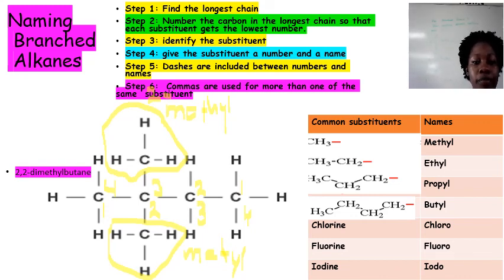So we have them attached to the same carbon atom, so this is why we are going to give it the number 2, 2, and then the prefix, which is di, and then we put the methyl, and then of course we have the butane, which is our parent chain. 1, 2, 3, 4 carbon atoms, and that's it.